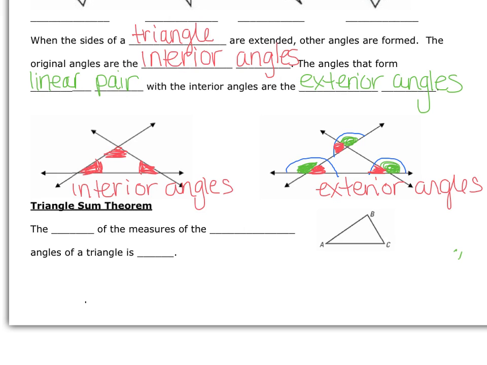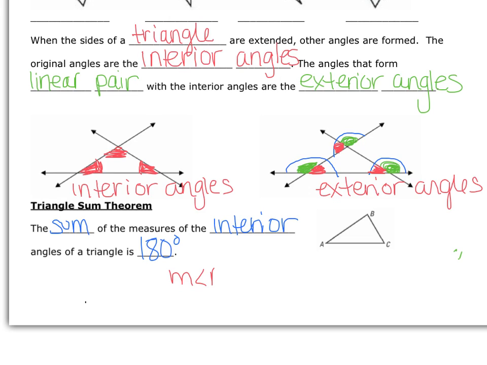Now, the next thing we're going to use a lot is called the triangle sum theorem. That means if you add up the measures of the interior angles of a triangle, it is 180 degrees. Remember, that's probably our favorite number right now. So everything inside of a triangle adds up to 180 degrees. So if I were to take the measure of angle A and add it to the measure of angle B and add that to the measure of angle C, they would all add up to 180 degrees.